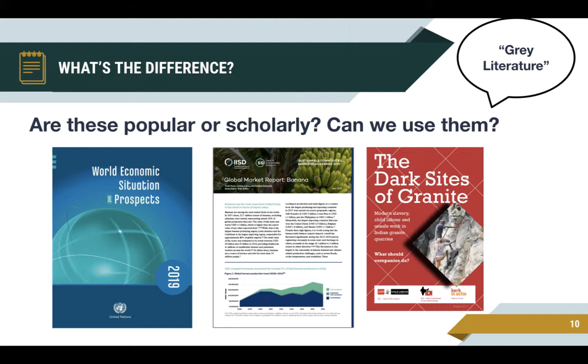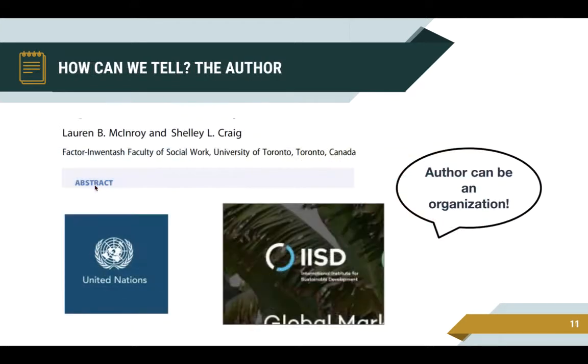And so the question, can we use them? Yes, we can, and I will tell you why. We can use them because they are often by credible sources, and we can tell this by the author. One of the most important things when you're assessing literature is who wrote it. And here I'm noting that for these types of materials, the author can also be an organization.